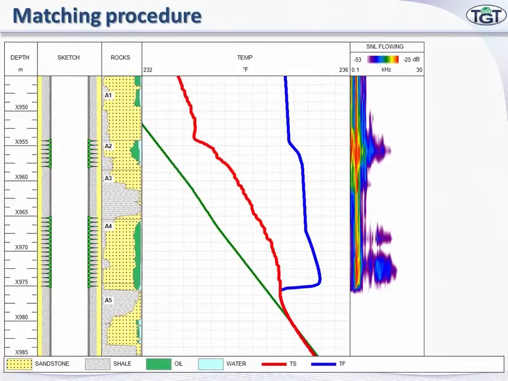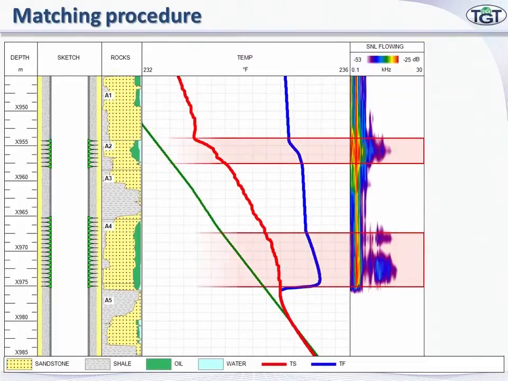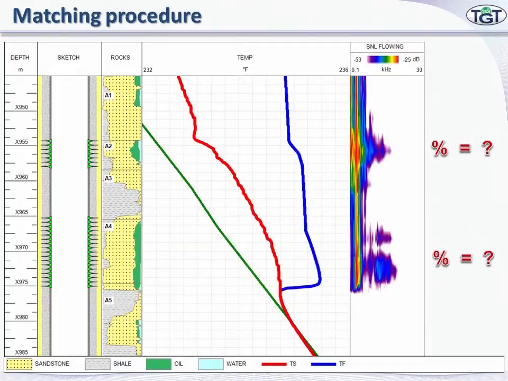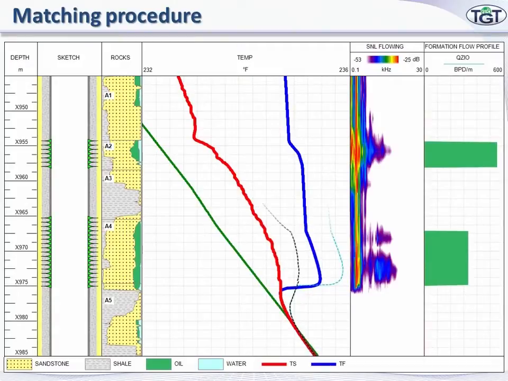To start temperature modeling procedure, we have to determine the production intervals. SNL shows us two flow streaks and helps to realize that there is production only from the perforated intervals. Next, we want to know the production percentage of each zone. To get the production profile, we have to simultaneously model both static and flowing temperatures measured in the wellbore.